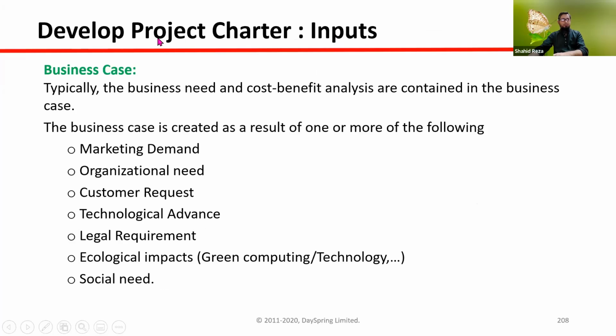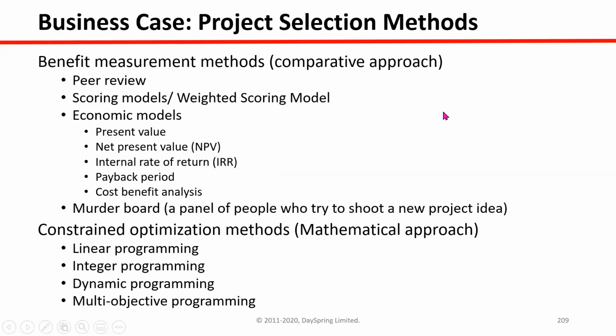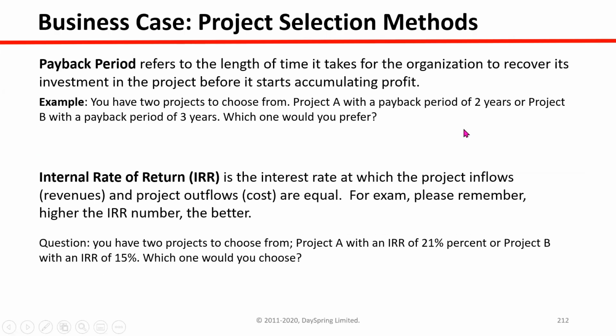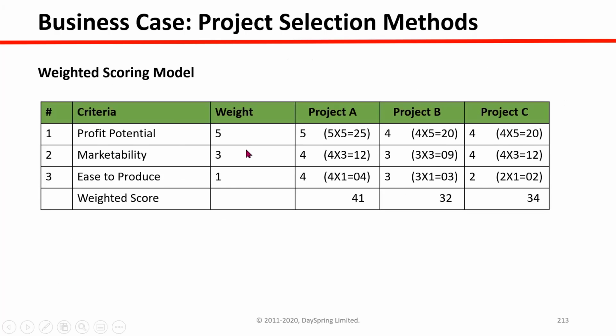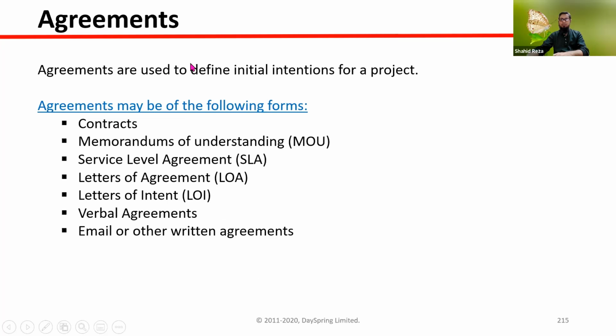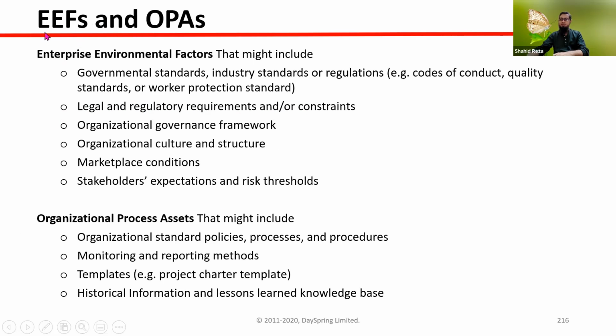Business case. Then I am skipping this. Project selection methods I am skipping for now. I will discuss this in the last class. Then agreements. I have already discussed. So this kind of agreements. Then what is EEF? Enterprise environmental factors. And OPA is organizational process assets.